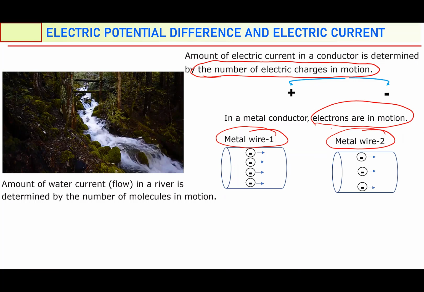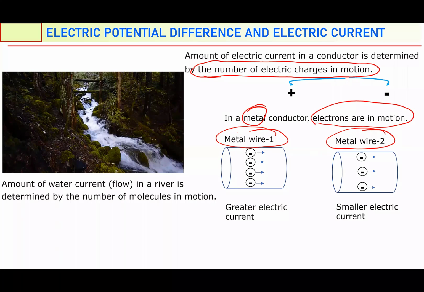Now, if I ask you a question, which metal wire has a greater electric current? What is your answer? First one or second one? First one, because more electrons are moving. So the first wire will have a greater electric current. The second wire will have a smaller electric current. We got it. So in a conductor, metal objects, electrons are the charge carriers. They are called charge carriers. We will talk about this in chapter 9 again.